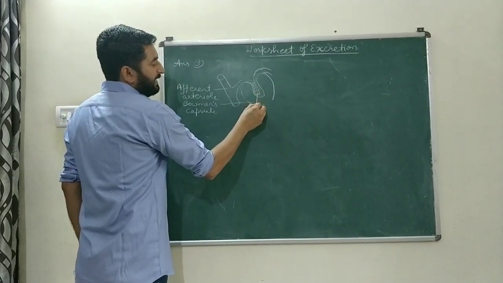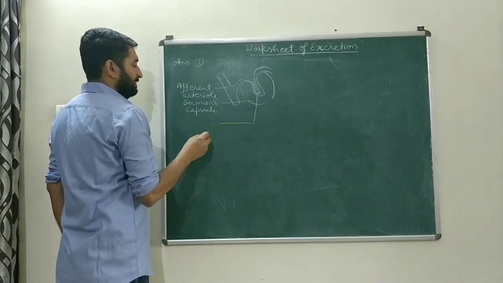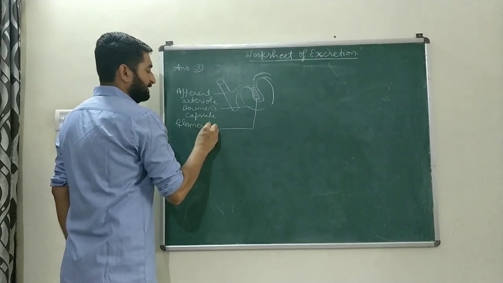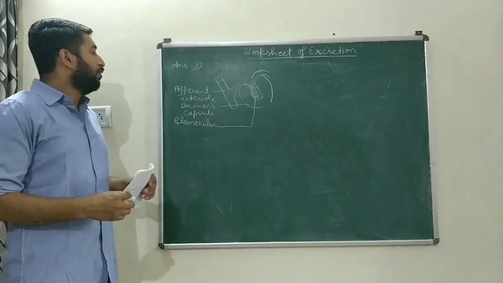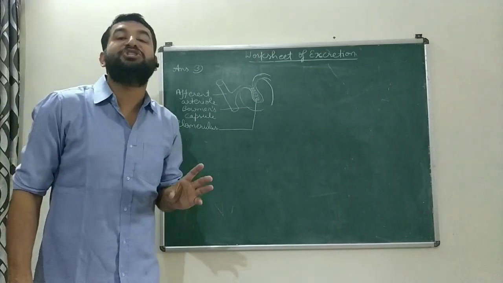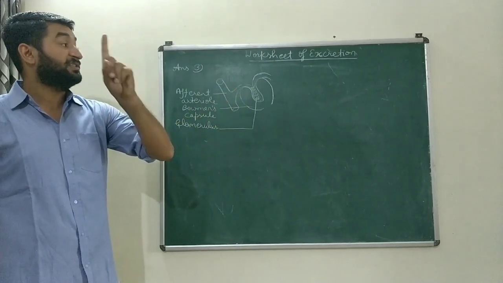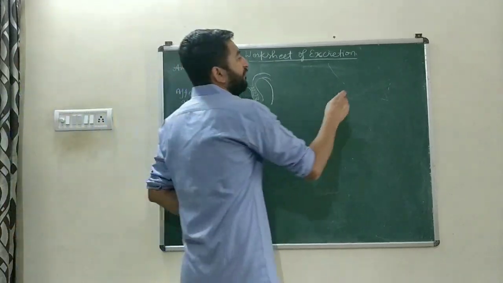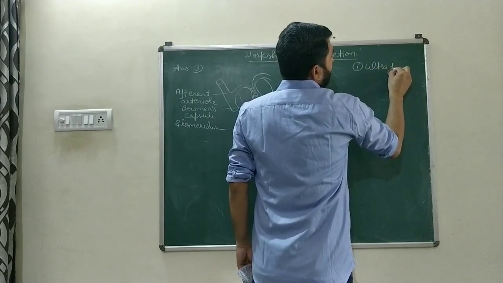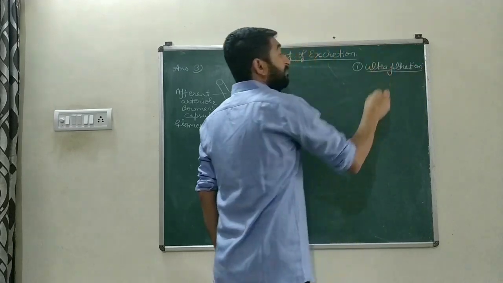This network of capillaries is known as glomerulus. Bowman's capsule and glomerulus together are known as Malpighian tubule. This is the first part, where the first step of urine formation takes place, and that is ultrafiltration. That is the answer number 5th.